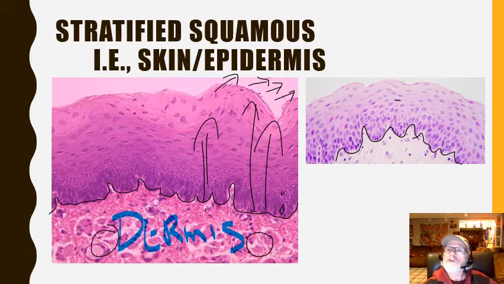That's the basement membrane. So all this would be epidermis. This would be dermis down in here. And basically, again, blood vessels are in here, but not up here in the epidermis. So that's what we see.